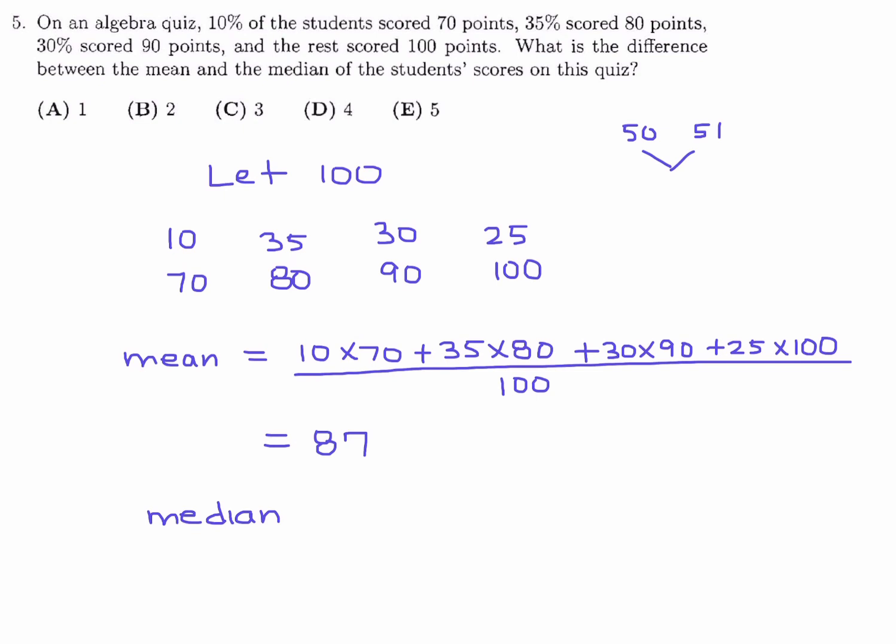Okay, well, this is 10, this is 35, those are the first 45 students, so the 50th and the 51st student would lie here, and both of those guys, or girls, scored 90, and the average of those two 90s obviously is 90, so the median is 90. So what is the difference of the median and the mean? Well, 90 minus 87, which is 3. So number 5, the answer is C.